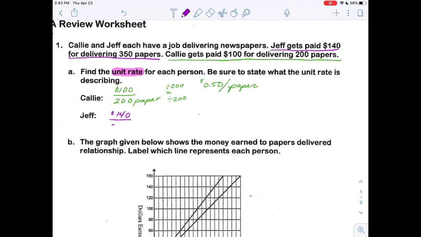Jeff, on the other hand, is getting paid $140 for 350 papers. So again, I can reduce if I wanted to first, or just divide top and bottom by 350 to find out that he is actually getting paid 40 cents per paper. So those are my unit rates. You need to be able to find unit rates.